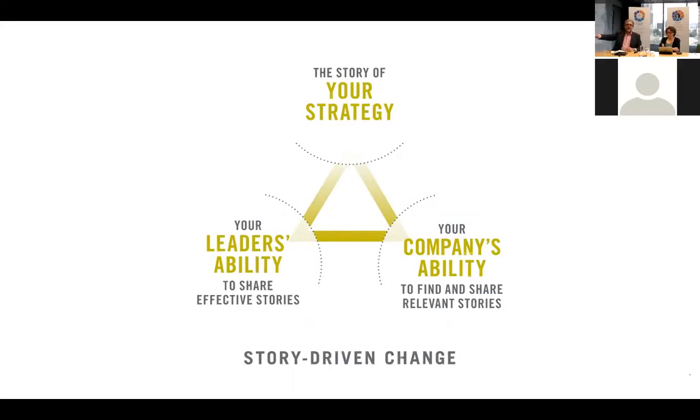Then there's another element, that's kind of like the top-down bit, right? And everyone does that top-down bit, I think. But what's probably more important is the bottom-up bit. And for me, that's this circle on the right-hand side, your company's ability to find and share relevant stories. And to me, it's about embedding storytelling. Some companies do this particularly well. I mean, the one that always springs to mind for me is the Apple retail stores.